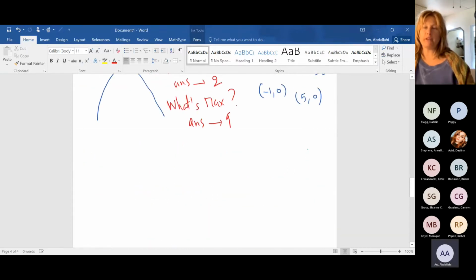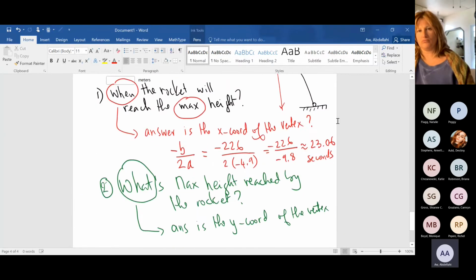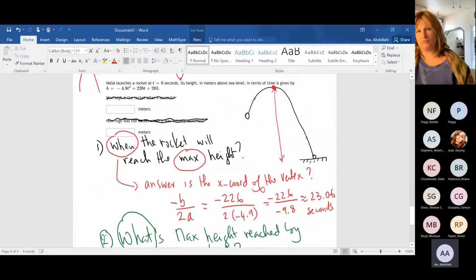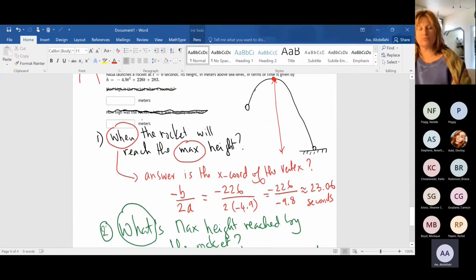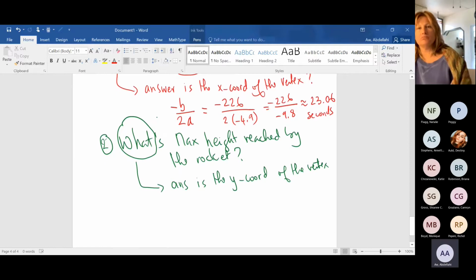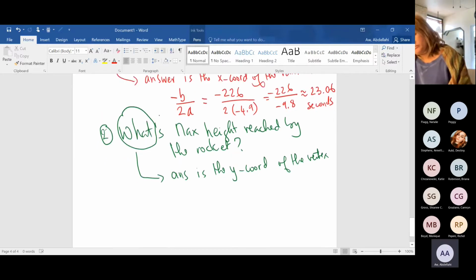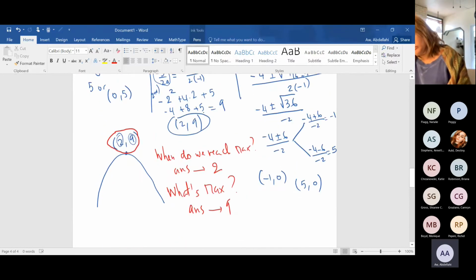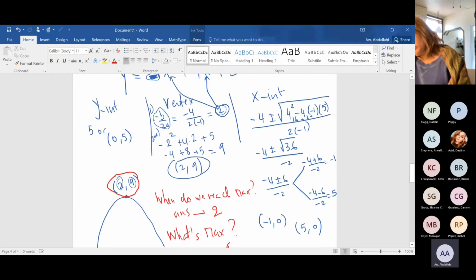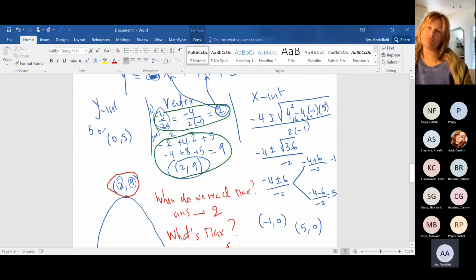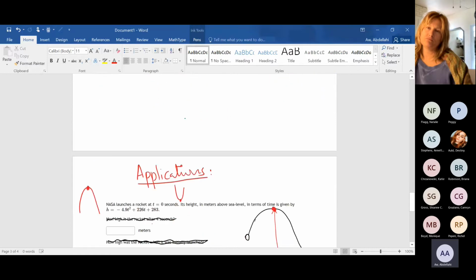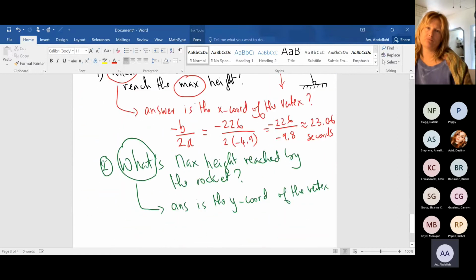You plug in the x. Exactly. We plug in that number, which is not nice, into the equation. So this is how we get it. You see, we do exactly what we did here. The only thing is we do it step by step. This first thing is the answer to the first question. This one is the answer to the second question. So we plug in 23.06 into the equation.